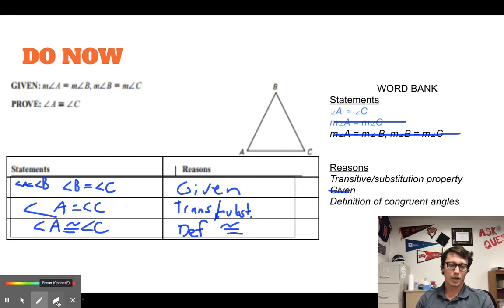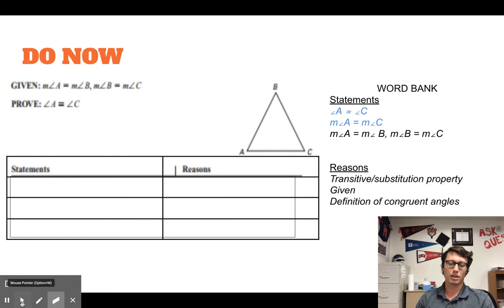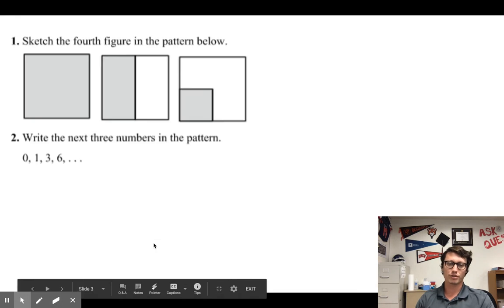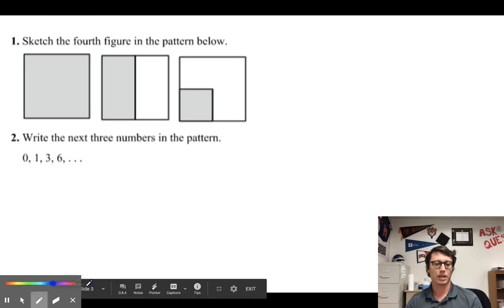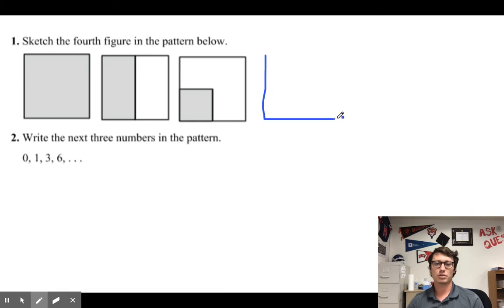Cool. Not a great start, but we fixed ourselves. Always fix your mistakes. We're going to crush it for the rest of the way. I believe in us. Sketch the fourth figure in the pattern below. This is inductive reasoning, looking at patterns, being able to make a conjecture based off of a pattern, right? Notice each square got cut in half, and then that half got cut horizontally, and now this half is going to get cut here, so it should be just a smaller sliver of what is shaded.